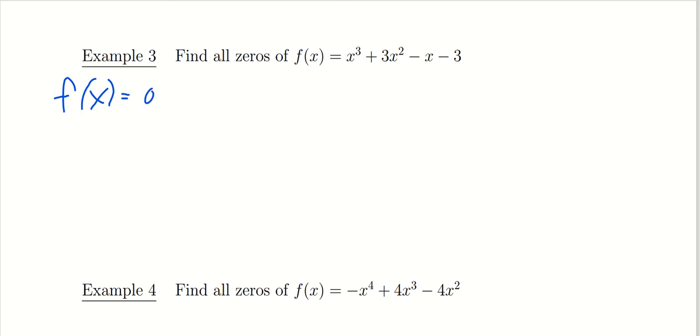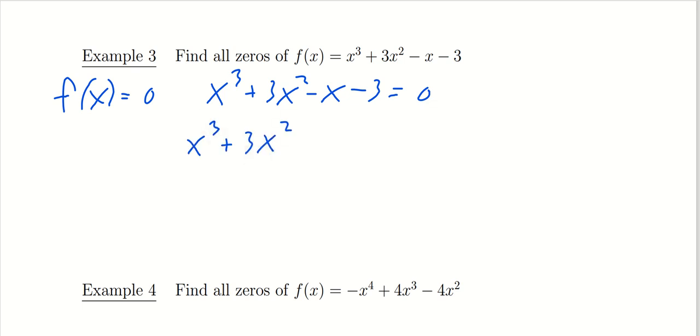We're going to set this equal to 0. This would give us x cubed plus 3x squared minus x minus 3 equals 0. This is an expression that contains 4 terms, and we recall from algebra that a lot of times if you want to factor something with 4 terms, it's a good idea to try to do factor by grouping. So let's group the first 2 terms together. Let's group the last two terms together, and now let's pull out the GCF within each parenthesis.